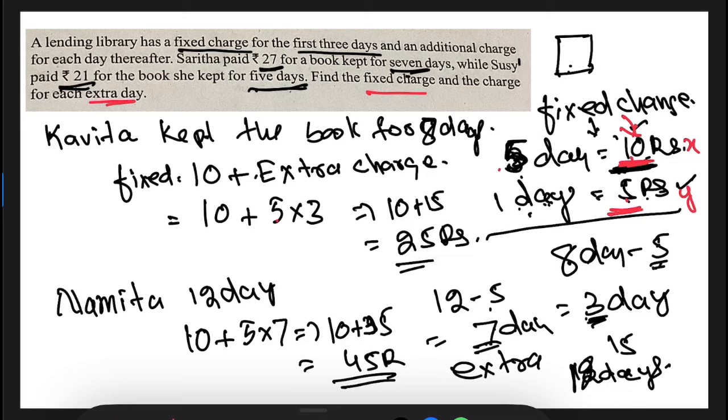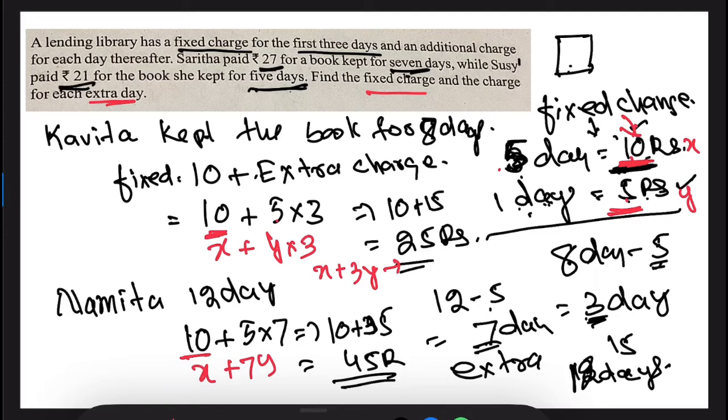So in case of this 10 rupees fixed charge, what you will do? Put x. And for the 5 rupees, we don't know how much, so y only. Here 3, so our equation will become x plus 3y equals to 25. In this case also same. For 10 we will put x, for 5 we put y, 7y equals to 45 rupees. Like that we have to calculate it.